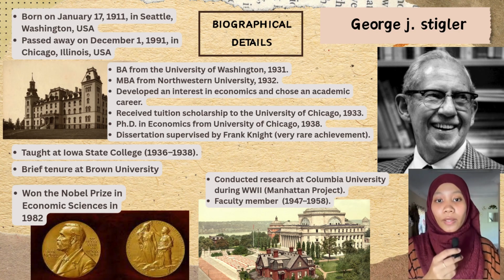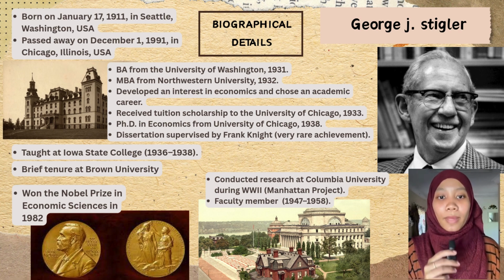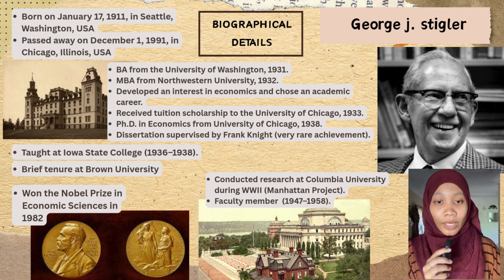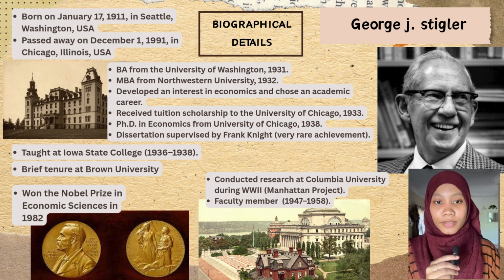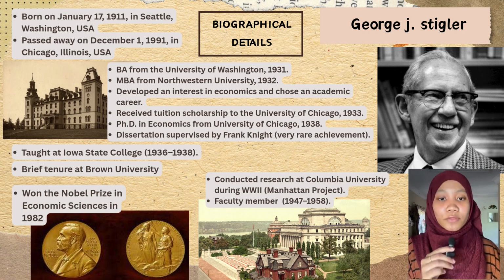Now I'd like to explain about George Stigler, a major figure in economics too. He was born in Seattle in 1911 and passed away in Chicago in 1991. Stigler earned his BA from the University of Washington and an MBA from Northwestern. It was there he discovered his passion for economics, leading him to the University of Chicago, where he earned his PhD under the legendary Frank Knight, which is a rare accomplishment.